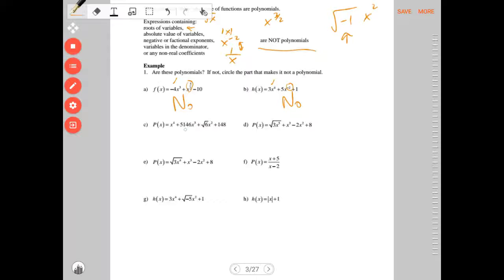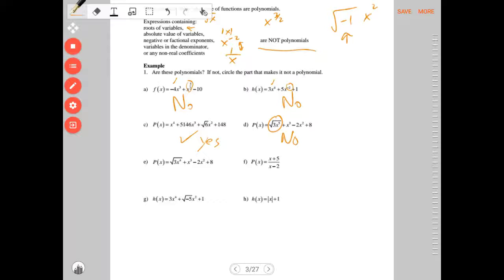Okay, so let's look at this guy. So x to the 4th looks good. This x cubed looks good. Root 6x squared. Now look at how that root doesn't go over. So root 6 as a coefficient is just fine. So this guy is a polynomial. Yes. Okay. This guy here, though, root 3 x to the 5th, see how that root expands over the variable? So now that is a no. Okay, we can't have that.